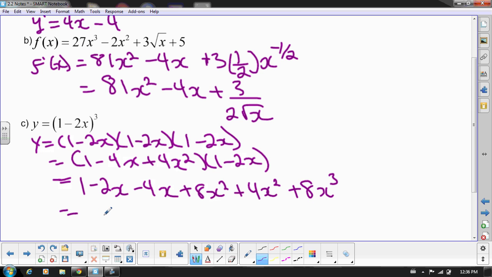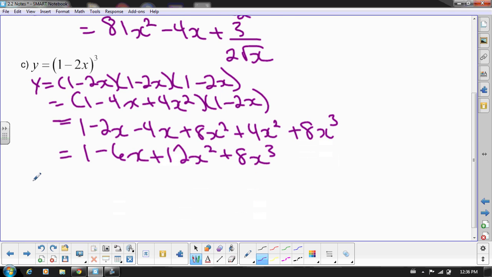So this is going to become 1 subtract 12, not 12. So this will be 1 subtract 6x plus 12x squared plus 8x cubed. You'll notice I haven't changed my initial notation at all. So now I'm ready to change it.